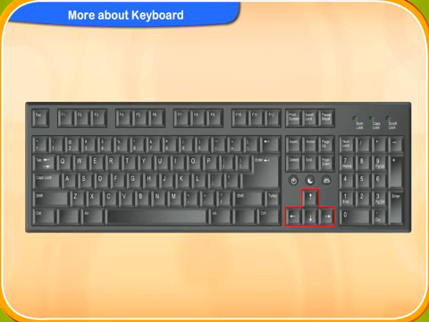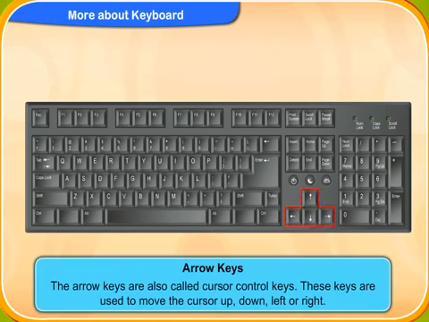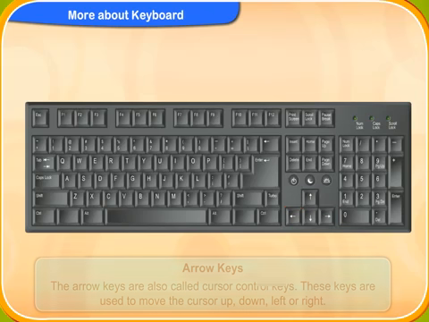These 4 at the bottom are the arrow keys, aren't they, Kiko? Yes, these are the arrow keys. The arrow keys are also called cursor control keys. These keys are used to move the cursor up, down, left or right.